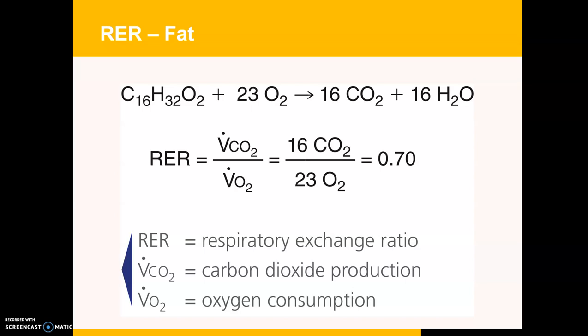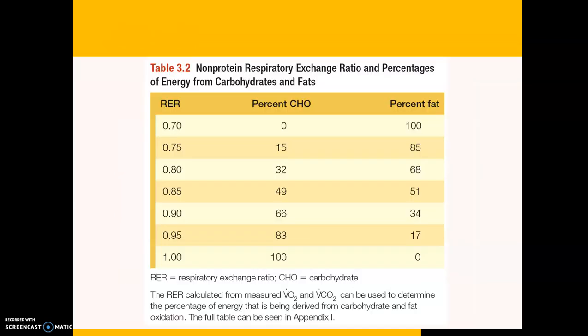Because protein is not completely oxidized in the body due to the nitrogen group tadi, and because protein metabolism generally comprises a very small percentage of the fuel utilized for energy, it is generally ignored as part of this fuel utilization analysis. So RER is therefore referred to as the non-protein RER. Kalau kita tengok sini, the source of fuel is rarely exclusively from carbohydrate or fat, but is usually a mixture of the two.